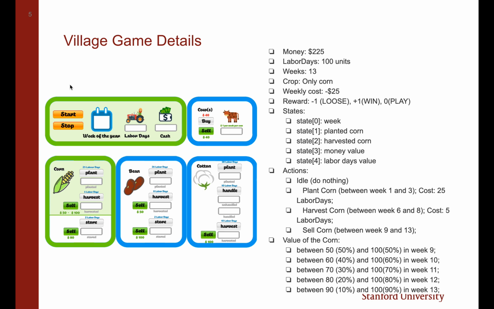For each episode, the farmer can either win, lose, or continue to play the game. There are certain states in the game and certain actions the farmer can take, and the value of the corn can vary depending on the probabilistic nature of that episode. This is where the stochastic nature of the game comes into the picture, and different algorithms will perform differently.